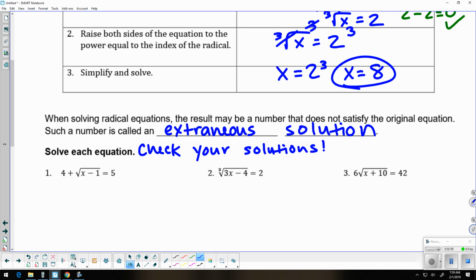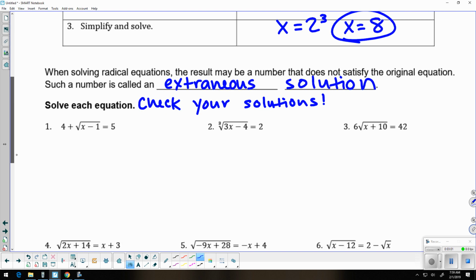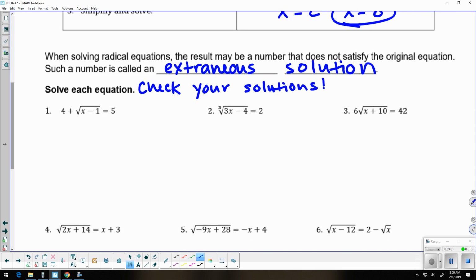So looking at the first one, again, step 1, you always want to make sure the radical is isolated before you do anything else. Isolate your radical. So I want to move the 4 to the other side. Now I have the radical isolated, equals 1, 5 minus 4. Once you have the radical isolated, now get rid of the radical. It's a square root, so to get rid of it, I'm going to square both sides. When you square both sides of the equation, these just cancel each other out. I have x minus 1 equals 1. Then solving for x, just add 1 to both sides. That means x equals 2.